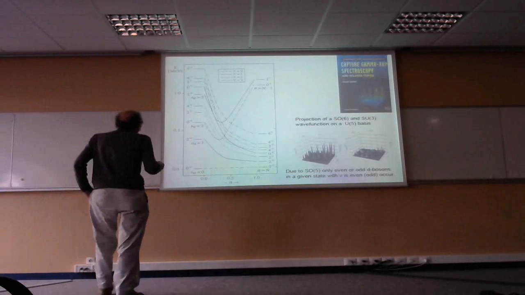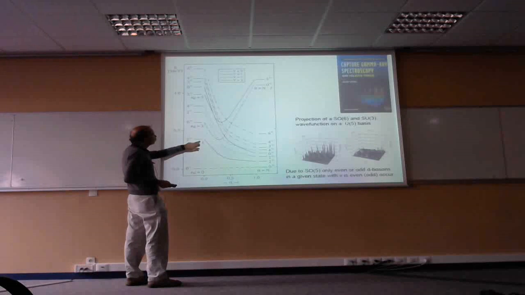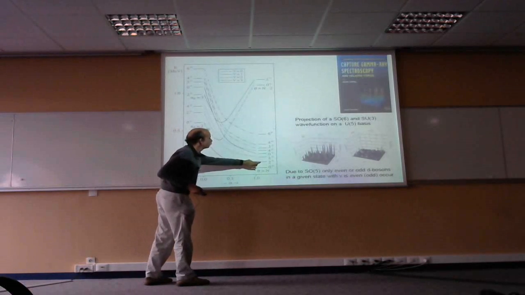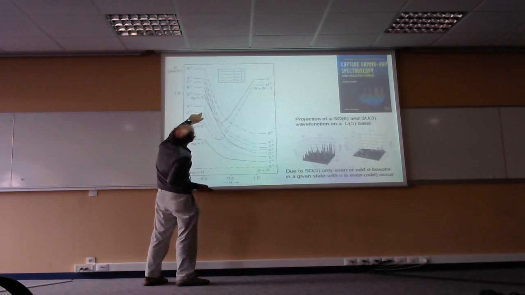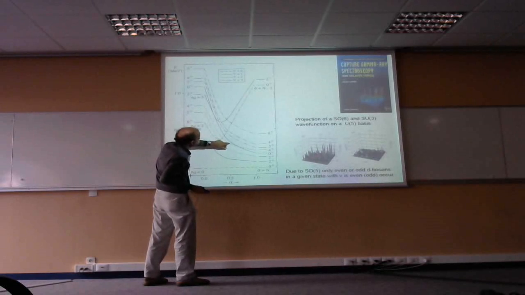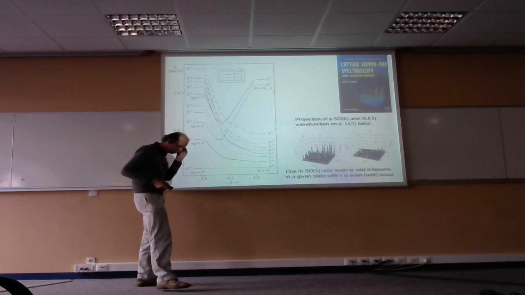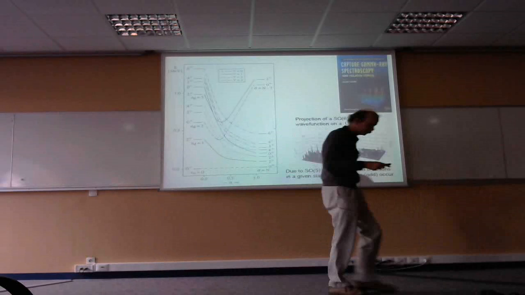However, in the whole transition, the seniority of this state is 1, and it stays 1 over the whole transition. This is seniority 2, coming from here, seniority 2, and the seniority quantum number is held all over the transition.